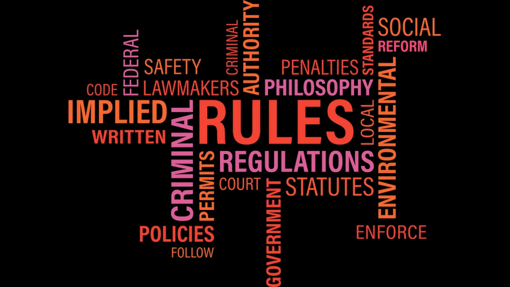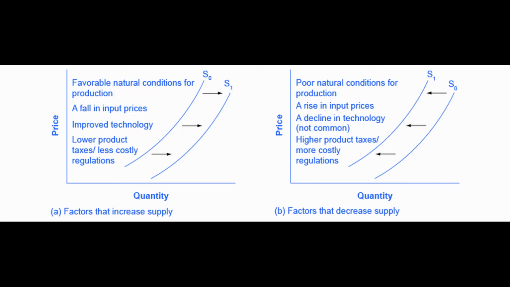The government can also play a role in supply by its taxes, subsidies, providing patents and copyrights, as well as laws or regulations. Factors that can shift the supply curve to the right are favorable natural conditions for production, a fall in input prices, improved technology, and lower product taxes or less costly regulations. Items that can shift the supply curve to the left are poor natural conditions for production, a rise in input prices, a decline in technology, and higher product taxes, essentially more costly regulations.